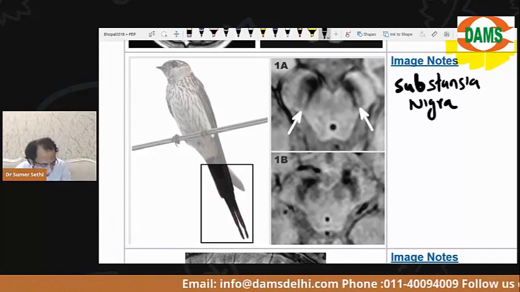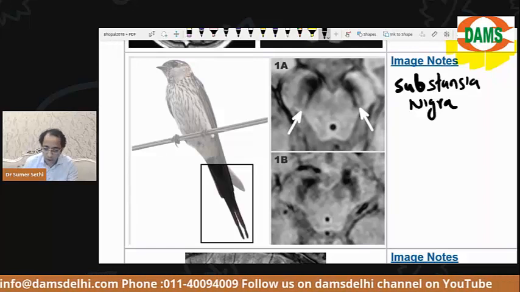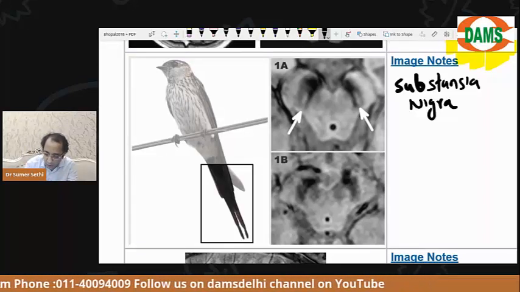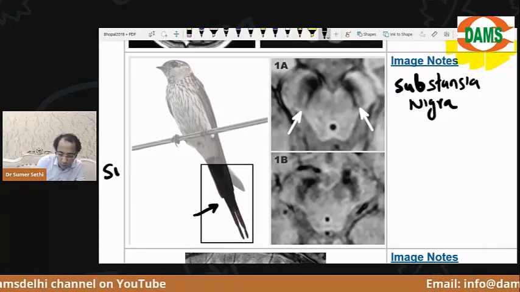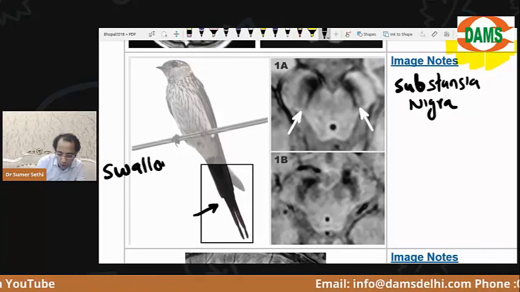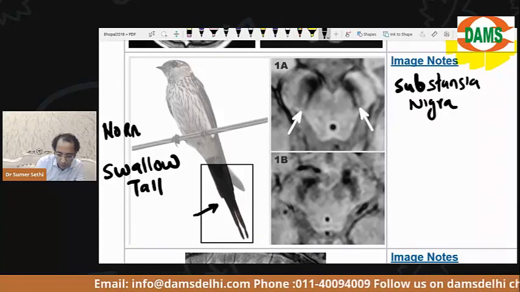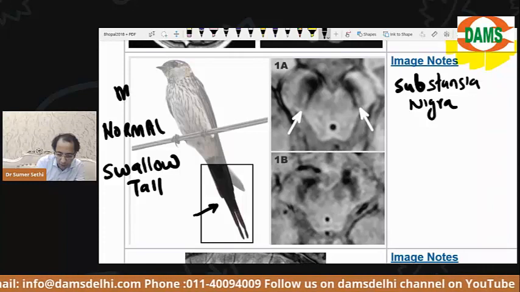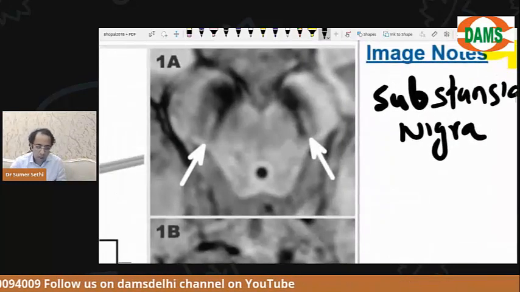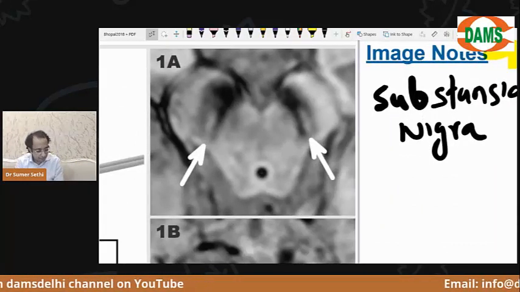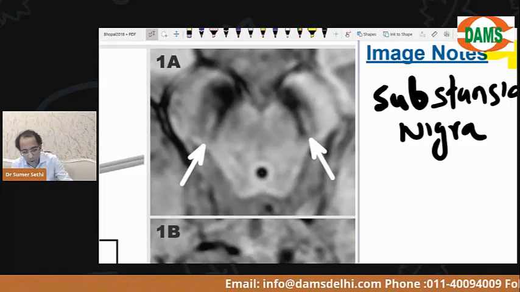Okay, my arrows are at substantia nigra. Now the substantia nigra looks like a tail, we'll call it a swallowtail, in a normal person. On a high quality MRI, substantia nigra looks like a swallowtail. Everybody understands? Very good.